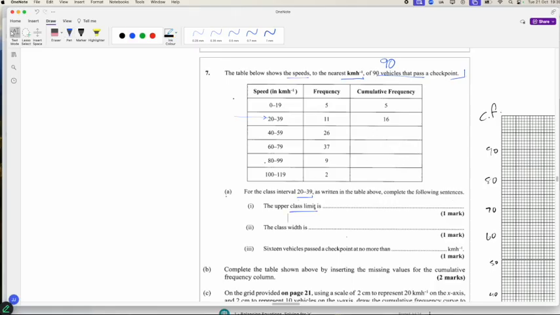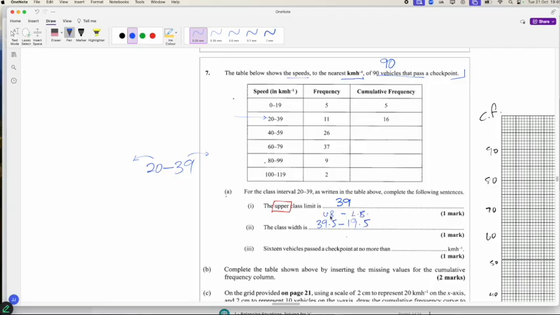Where's the upper limit? 20 to 39. What is the upper limit? 39 is my upper limit. The class width, and of course for the class width I will use boundaries. So it could be 19.5 plus 39.5 divided by 2, 0.5 below and 0.5 above. No, that's a midpoint. Sorry, with class width, yes. So class width will be 39.5 minus 19.5, the upper boundary minus the lower boundary.